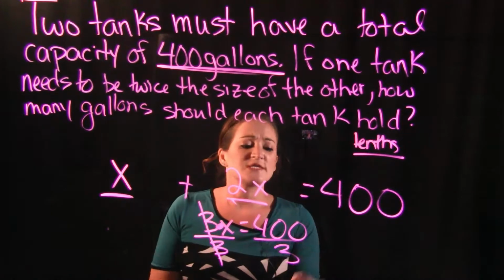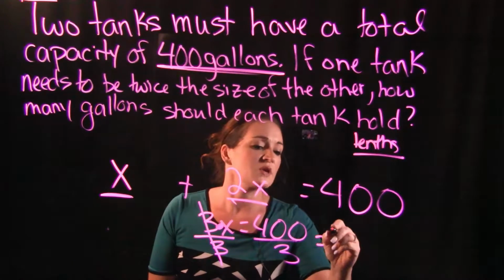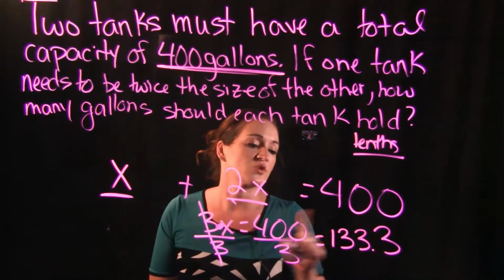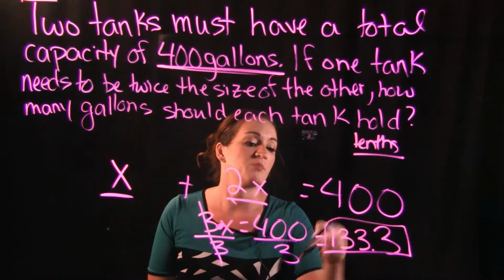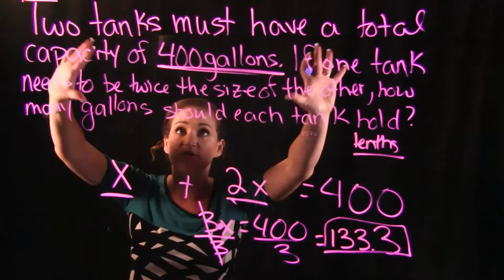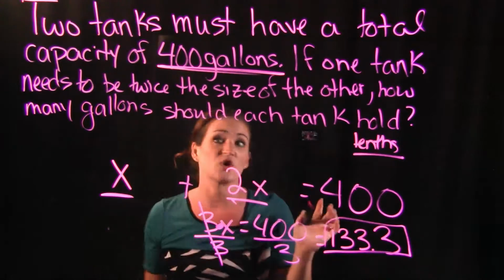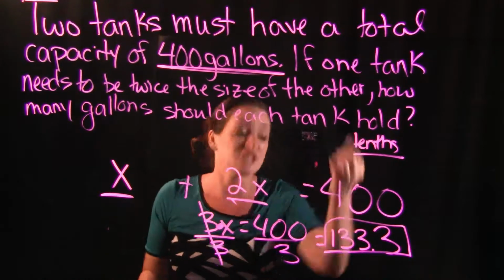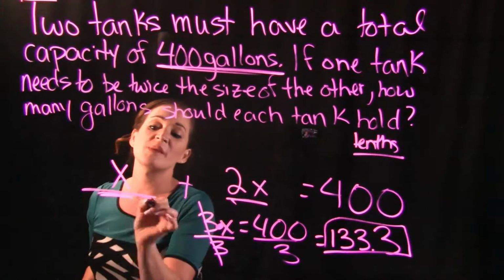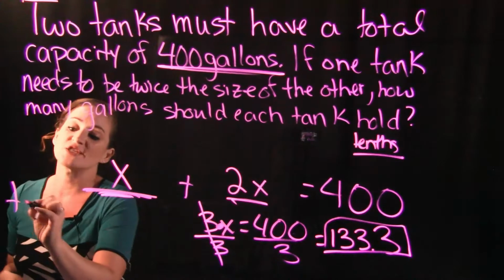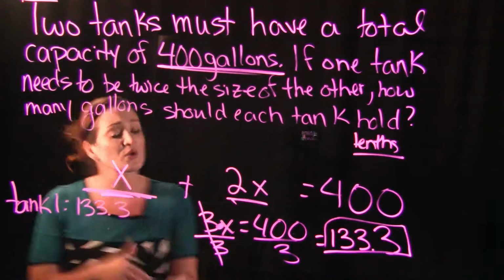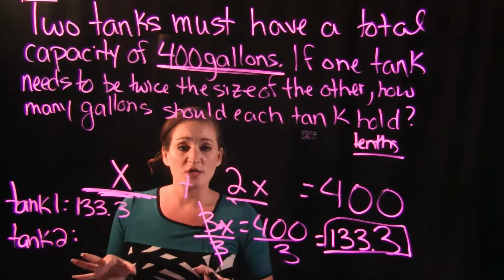So when we go ahead and do this division, 400 divided by 3, I get 133.33333. I'm just going to shorten that and say this is 133.3. Now, we do need to pause here and make sure we are answering the specific question. It says how many gallons should each tank hold? So this 133.3, that is what x equals. Remember that x is tank 1, right? So tank 1 is equal to 133.3 gallons.